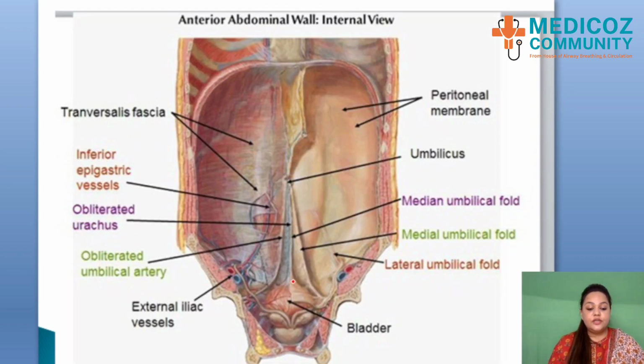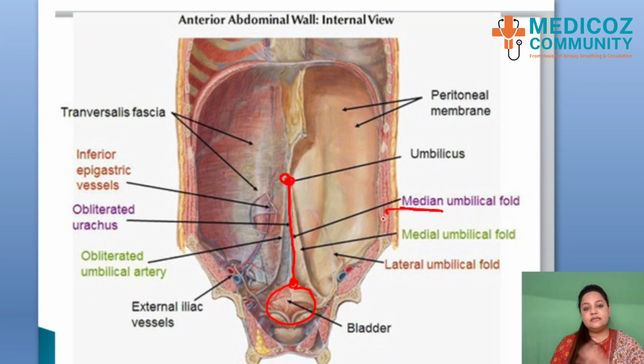Yeah, so here you can see this is the urinary bladder. This is the apex of the urinary bladder. From the apex of the urinary bladder, this extension is going towards the umbilicus. So here this is the urachus, okay, and the lower part of this allantois is forming the urinary bladder, and the distal part is forming the median umbilical fold.